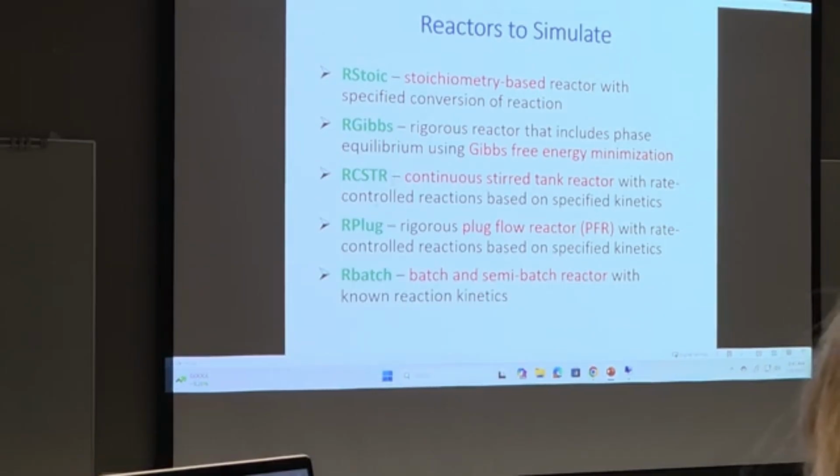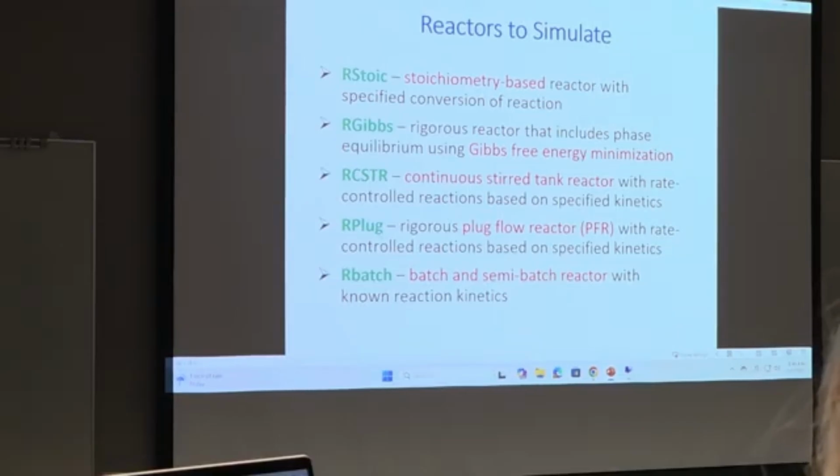RCSTR. CSTR. Have you heard about CSTR? Yeah, it's called continuous stirred tank reactor. Most commonly used in industry. Why? We want to make our product continuously. Very importantly, compare with the batch reactor. We input, we react for a certain time, so it's not continuous. That's called a batch reactor. In continuous, the flow is continuous. The continuous stirred tank reactor, CSTR, is a rate controlled reaction based on specified kinetics.